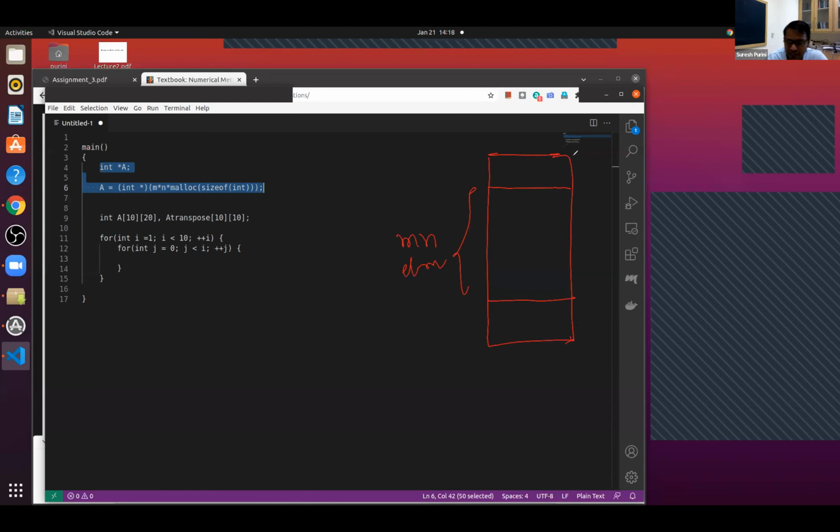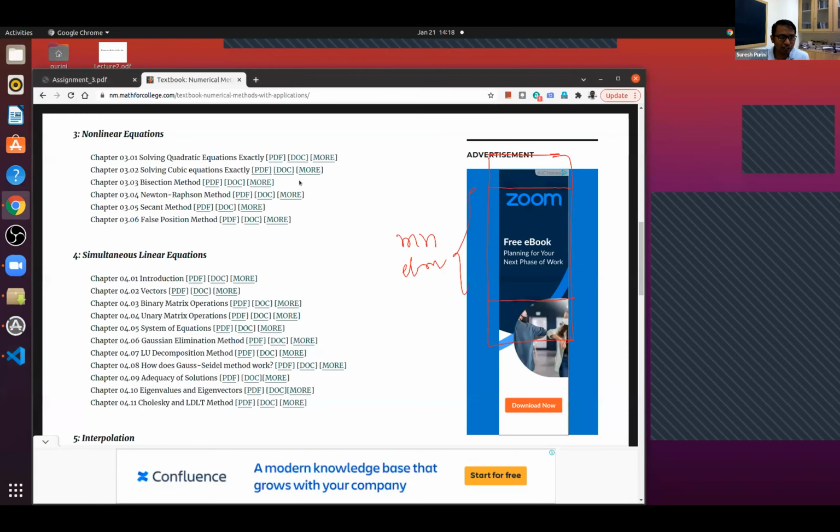Anyway, think of it as a challenge problem. We will move on because I want to talk more about the Gaussian elimination method.